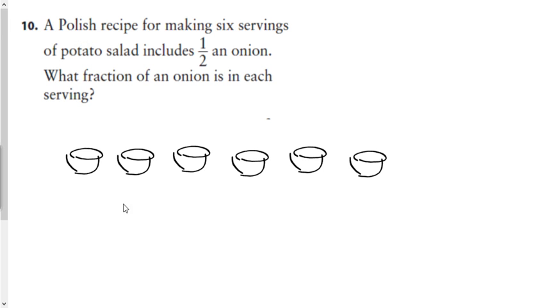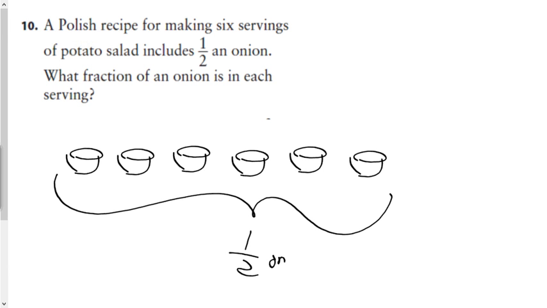Now to make all 6 bowls, the recipe only calls for half an onion to make enough for 6 bowls. Therefore, each of those bowls is going to have a sixth of the half an onion. You can either think of a sixth of half an onion, or that half an onion divided into 6 bowls. Okay, both are correct solutions.